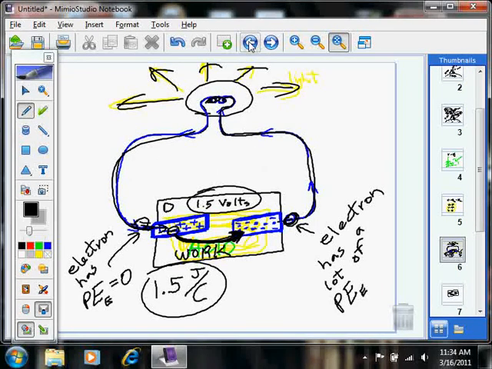So let's figure out how much work this battery does to actually bring that electron over there from the positive to negative.